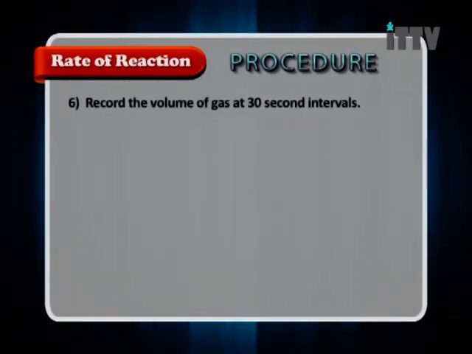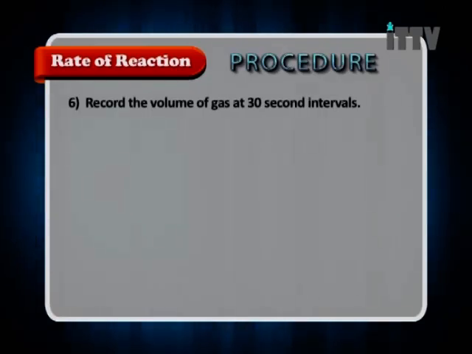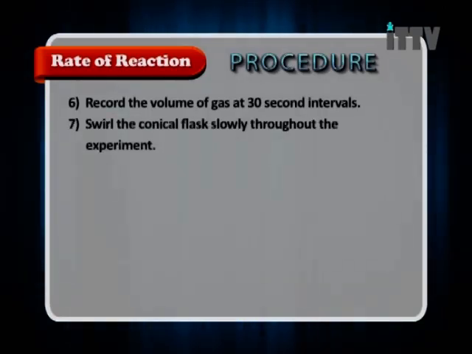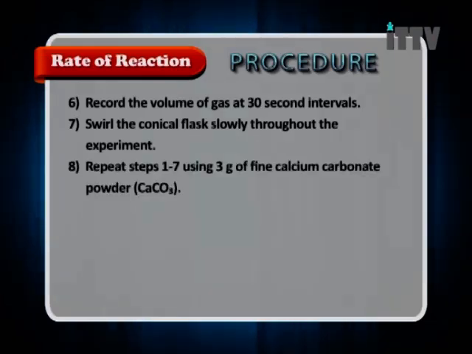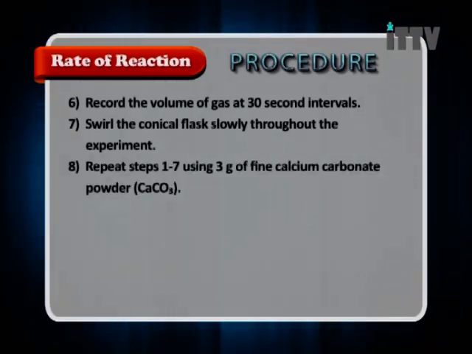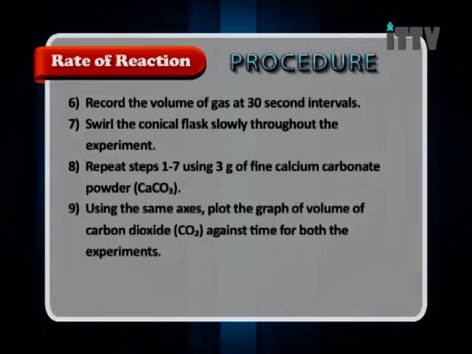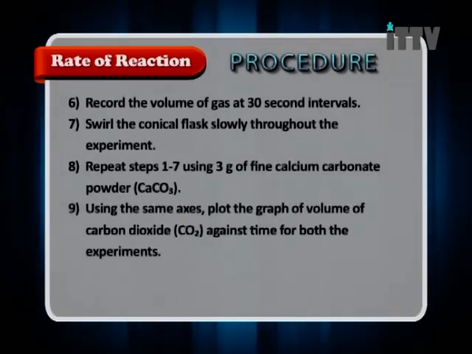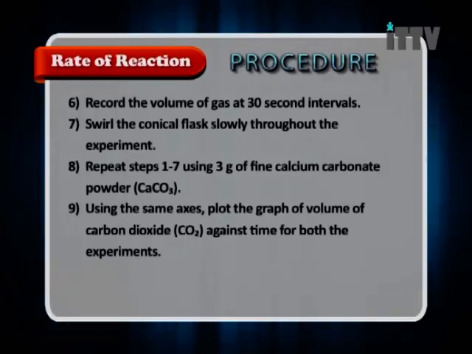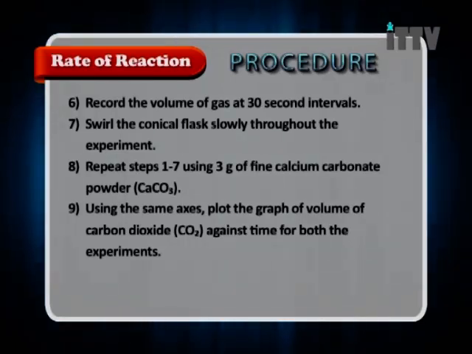6th step, record the volume of gas at 30-second intervals. Swirl the conical flask slowly throughout the experiment. Repeat steps 1 to 7 using 3 grams of fine calcium carbonate powder. Using the same axis, plot the graph of volume of carbon dioxide against time for both the experiments.